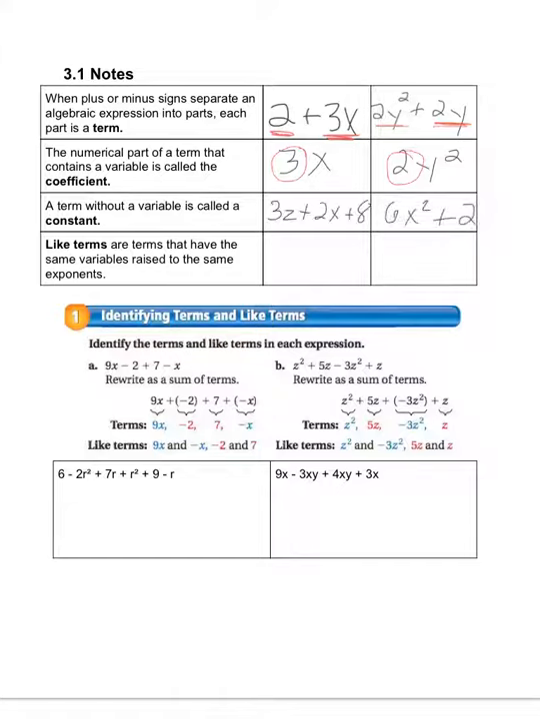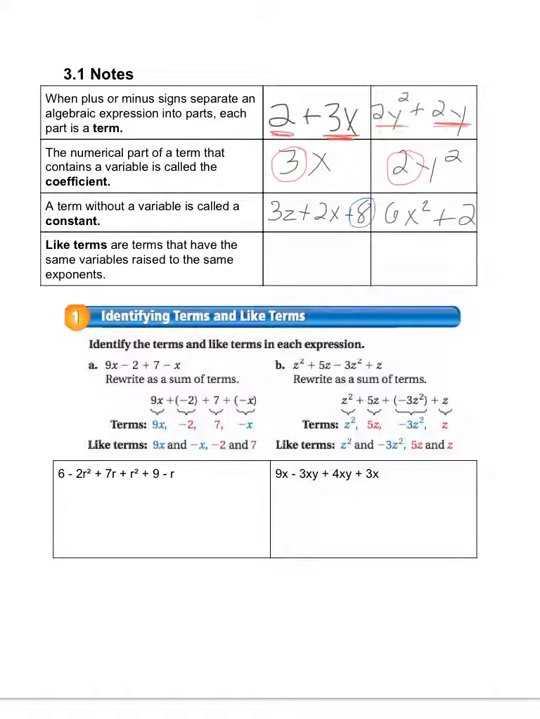The next vocabulary word we will look at is constant. A term without a variable is called a constant. If we look at this expression, we can see that we have 3 terms: 3z, 2x, and 8. They are all separated by a plus or minus sign. So a term without a variable is called a constant. This term 3z has the variable z. This term 2x has the variable x. This term 8 does not have a variable, so this would be our constant.